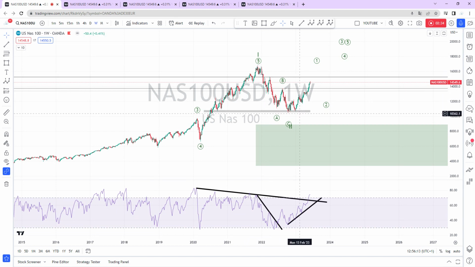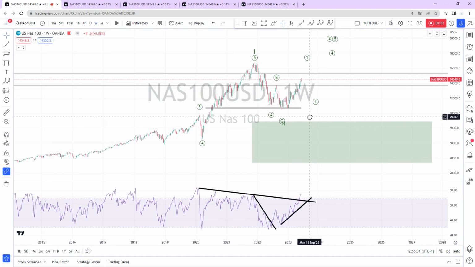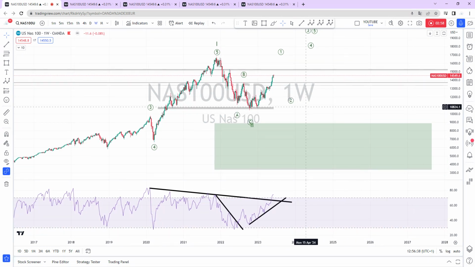What also bothers me a bit is that we did not fulfill the minimum requirement for a wave 2, which is the 0.5 FIB retracement. We didn't reach this level. But yeah, sometimes this happens if an index is very bullish. Sometimes we do not reach this 0.5 FIB retracement, but this bothers me a bit. I like to see the requirements fulfilled, and now this is not the case.